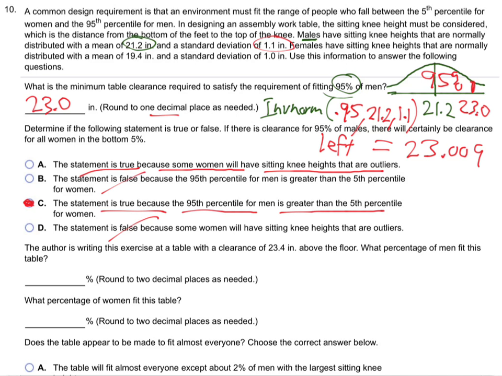The author is writing this exercise. This is Triola, who wrote our book, who is writing this exercise at a table with 23.4 inches of clearance above the floor. What percentage of men fit this table? I guess he got down and measured his desk. So if Mario Triola, who wrote our book, has a 23.4 inch clearance from the ground up to his tabletop, what percentage of men would that cover?